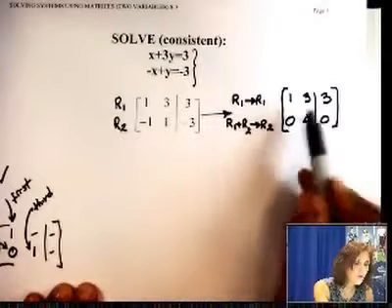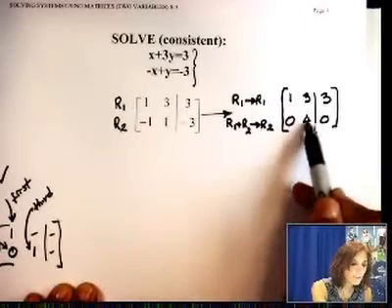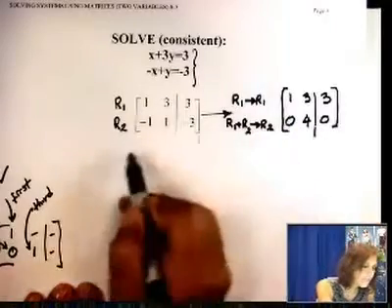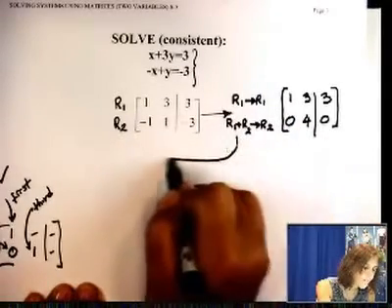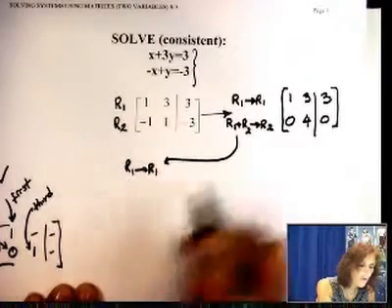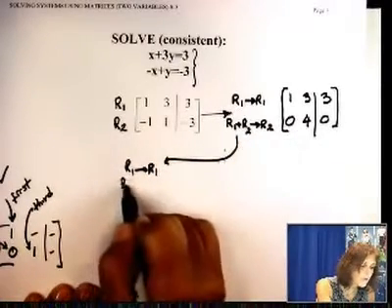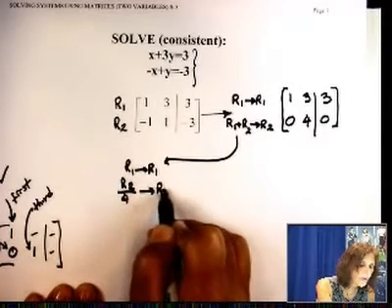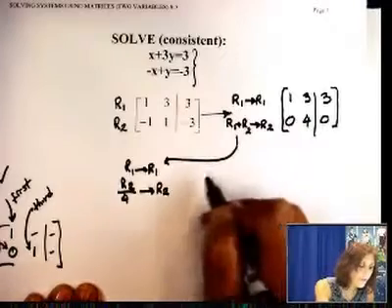Now what am I going to do? I want to go here. So it's 1, 0. This is supposed to be 1. So what am I going to do with that? I'm going to leave R1 alone. But what I'm going to do to R2 is divide it by 4 and put it in R2, because I want to make that number 1.